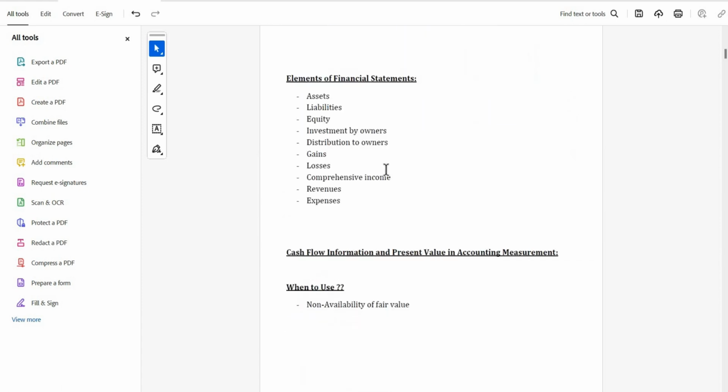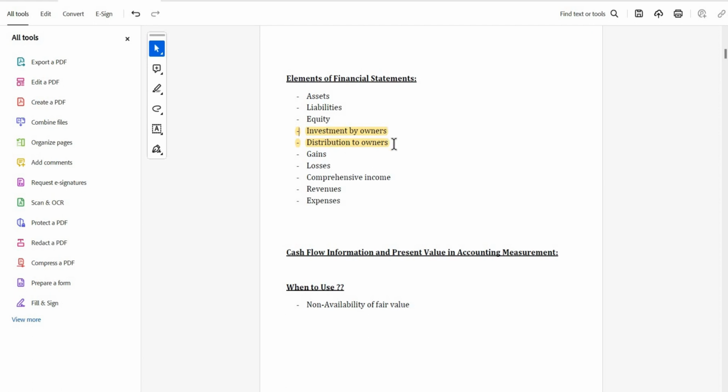Elements of financial statements. What are the elements of financial statements? Assets, liabilities, equities, and these two, investment by owner and distribution to owner. These are very important. Investment by owner, what does it mean? Investment by owner means the owners are investing in the company. So in the company's books, we will see that the company has recorded it as due to owner. Investment by owner means due to owner. It is the liability of the company to pay the owners back.